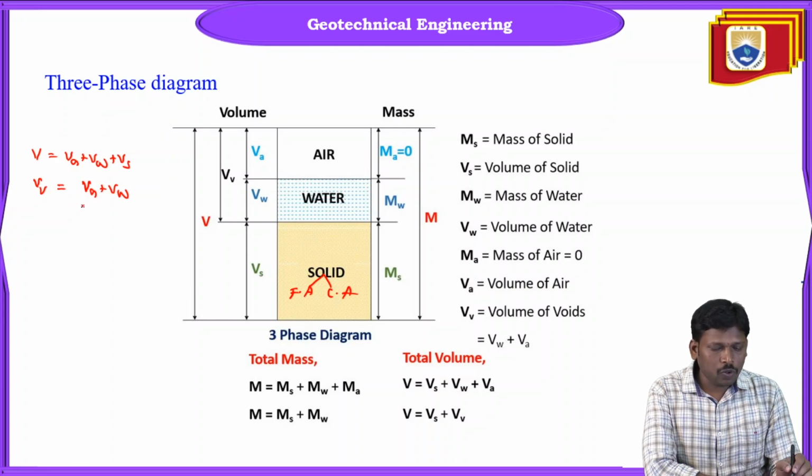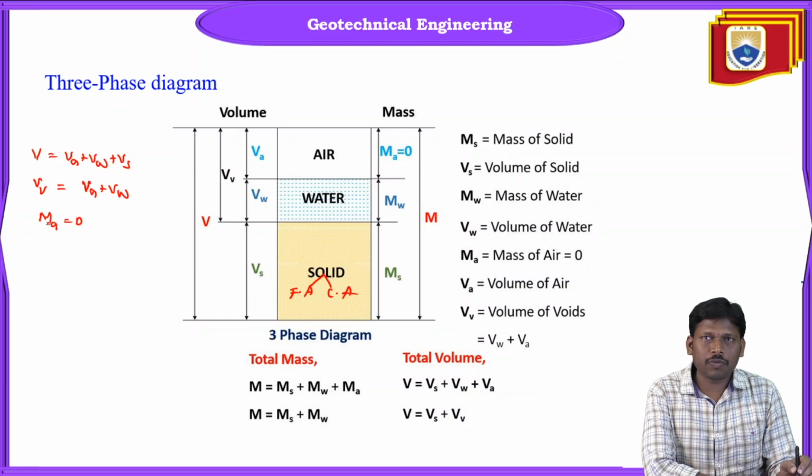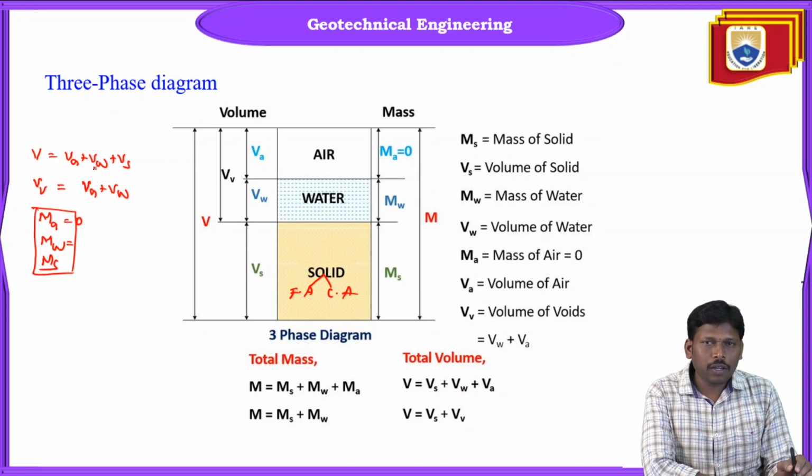Coming to masses, we will consider mass of air is equal to 0 always. It doesn't affect that much. That's why we consider mass of air equal to 0 always while doing exercises with these relationships. And mass of water is Mw, and the other one is mass of soil, Ms. These three masses we will consider, and as well as volumes in terms of volume of air, volume of water, and volume of soil. Volume of voids is nothing but volume of air plus volume of water.